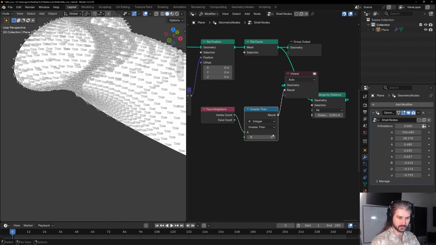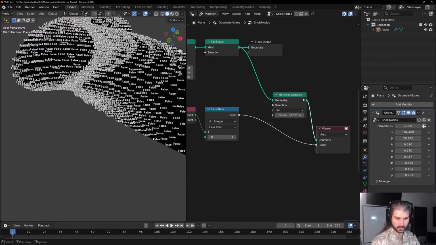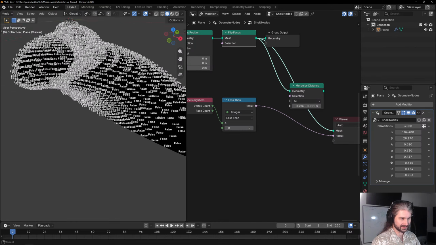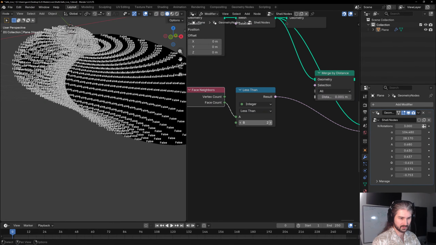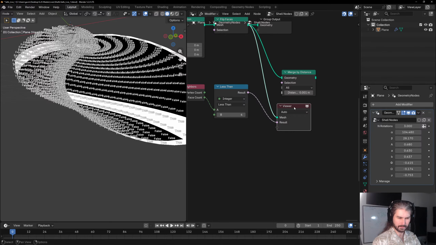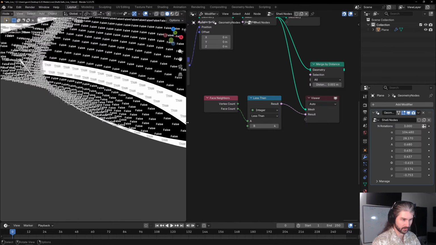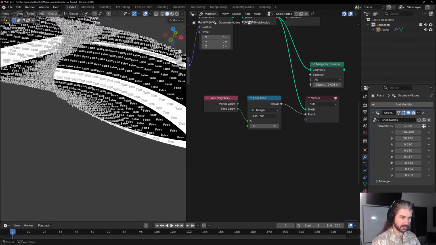But going to say if it's less than, oh, well, if we've merged by distance, it's not going to do anything. So we need to take a look at flip faces. And then if it's less than... Okay. Sure. Fine. Be that way. Oh, there we go. Now we've got some true... Okay. Less than 4. Yeah, that works.